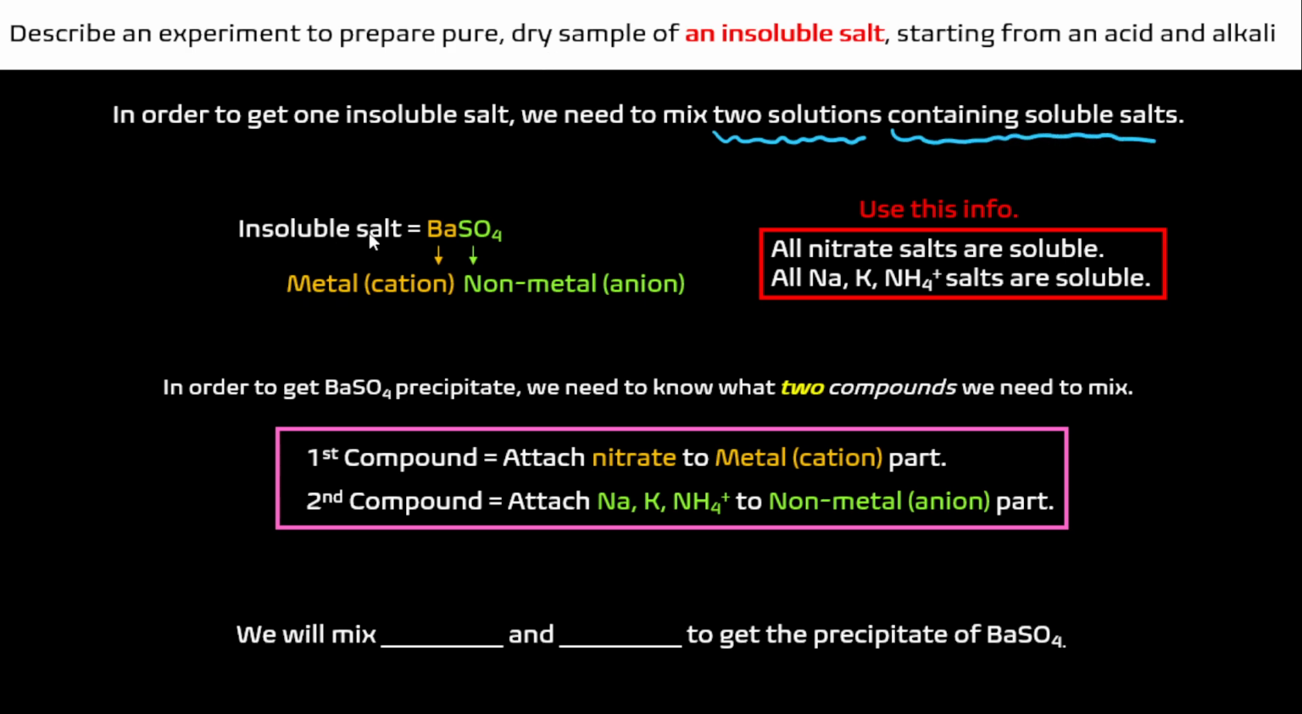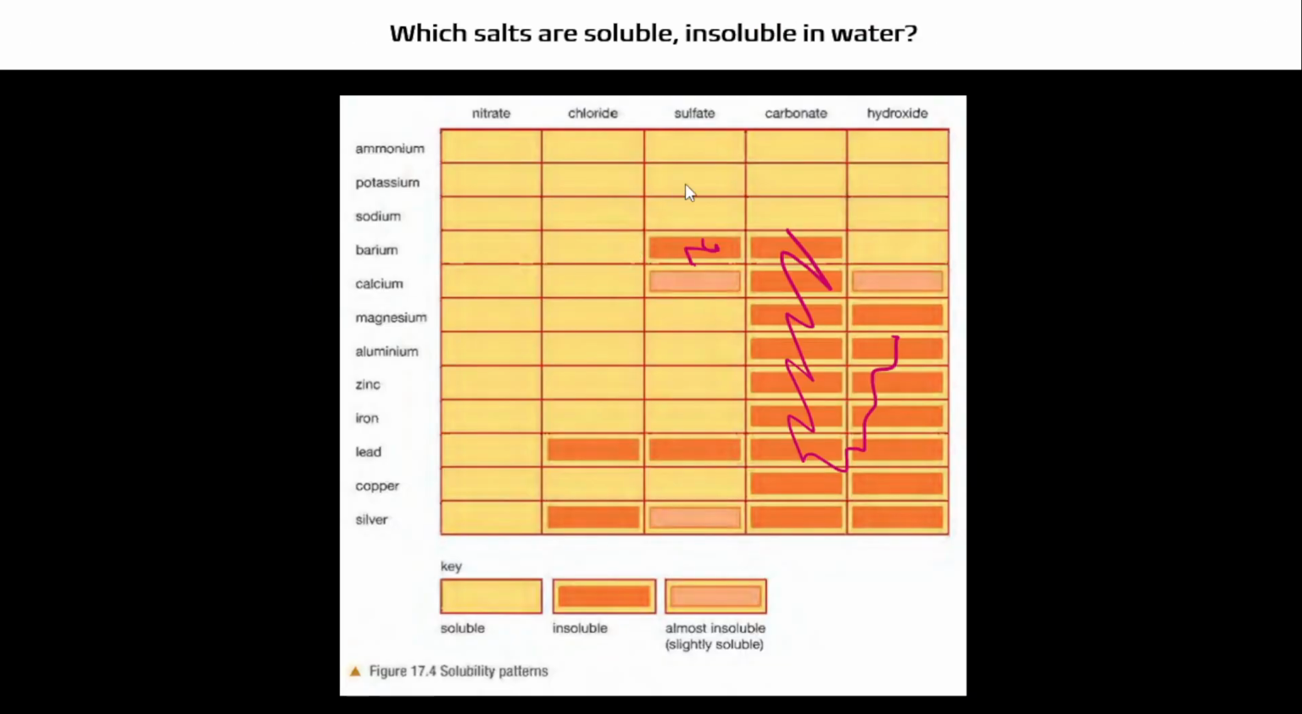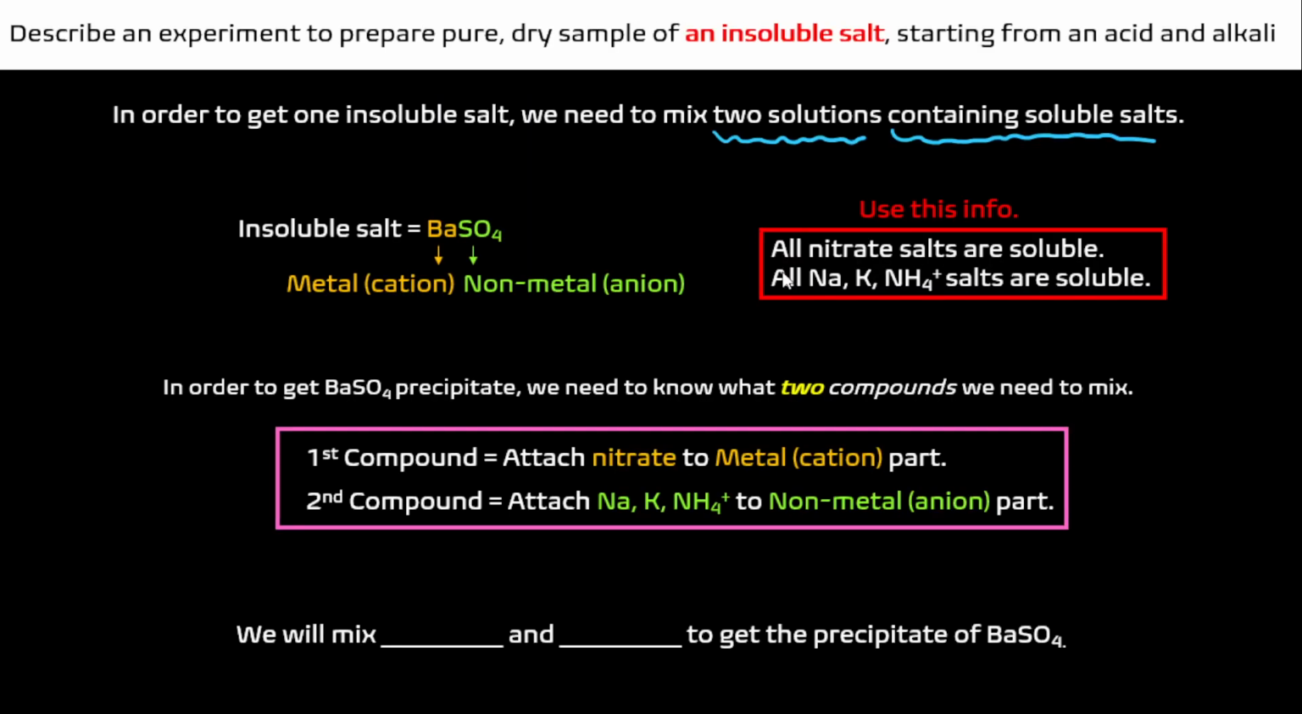For example, our insoluble salt here is barium sulfate. So in an exam, if they tell you to prepare barium sulfate, you need to be able to know that your barium sulfate is here, meaning that it is insoluble. So to prepare barium sulfate, you need two compounds which are soluble salts.